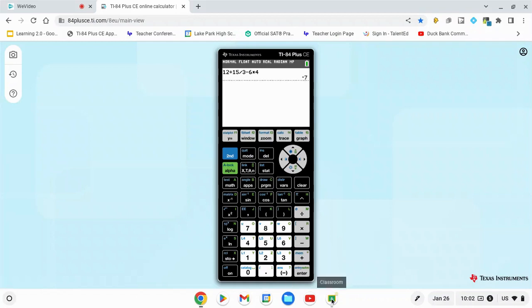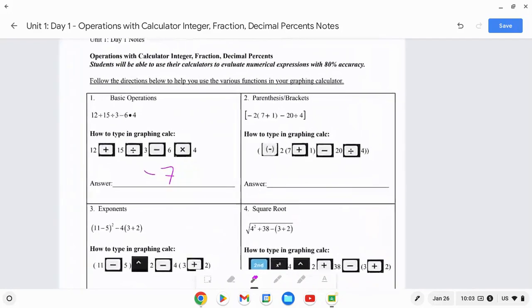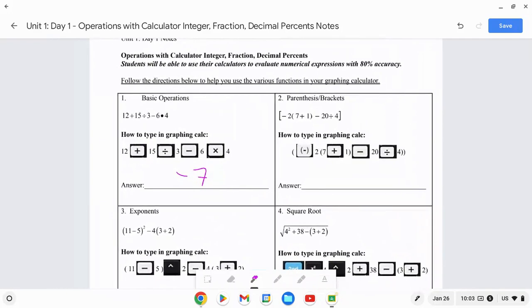So on my notes, I'm going to go back and I'm going to write -7 as that final answer. There really isn't any work to show for these problems because we're using our graphing calculator to do all of the work. The next problem talks about parentheses and brackets. So in your graphing calculator, it's helpful when you're typing in something with brackets to change those brackets into parentheses. So instead of typing brackets into the graphing calculator, we're just going to change those into parentheses. And it's also important that you type everything in exactly as it's written out. Otherwise, you may not get the correct answer.